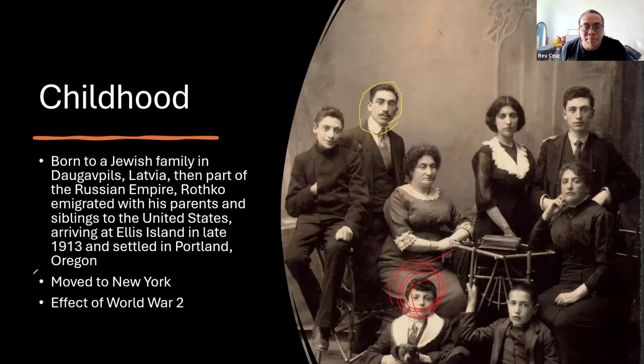He was born to a Jewish family in Daugavpils, Latvia, then part of the Russian Empire. And they emigrated to the United States, and during those times when immigration to the United States was quite popular, you would have to go through Ellis Island. Have you guys been? Do you know what Ellis Island is?